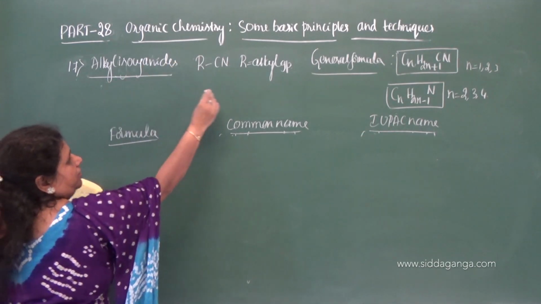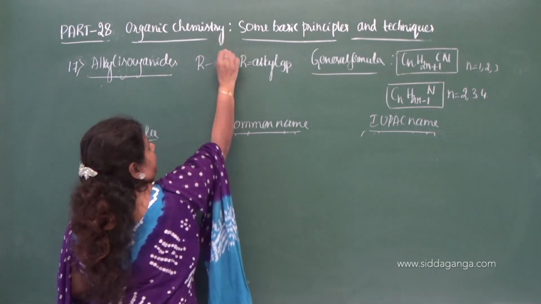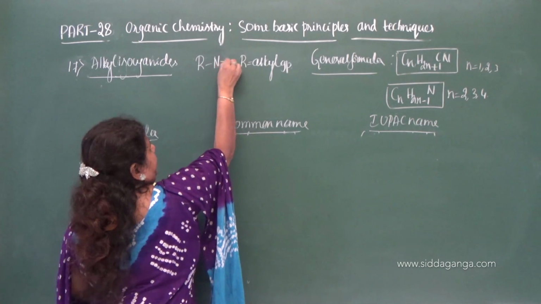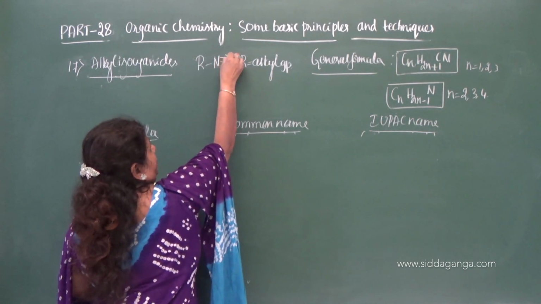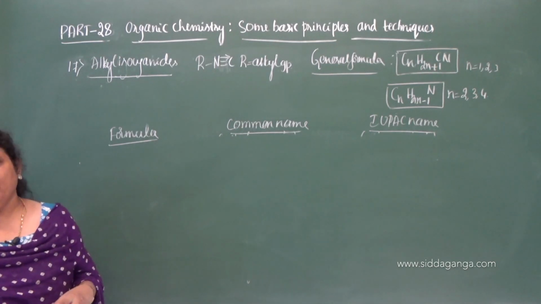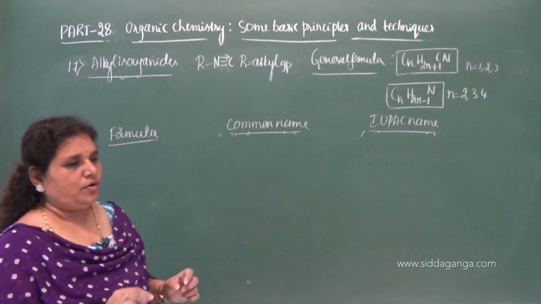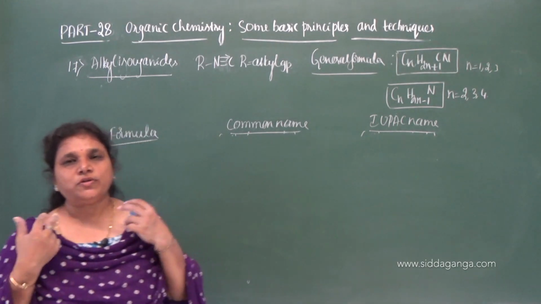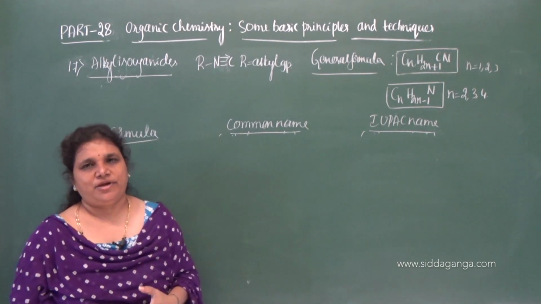Isocyanide. So here, N double bond C. One is a coordinate bond. It is a special type of covalent bond where only nitrogen gives both the electrons for bond formation.